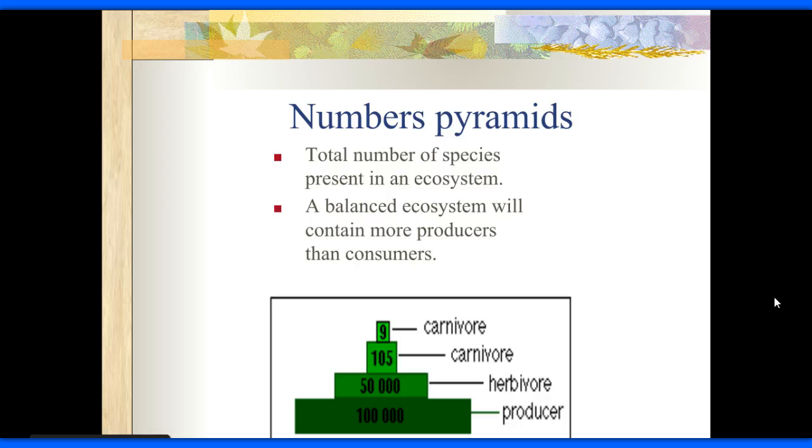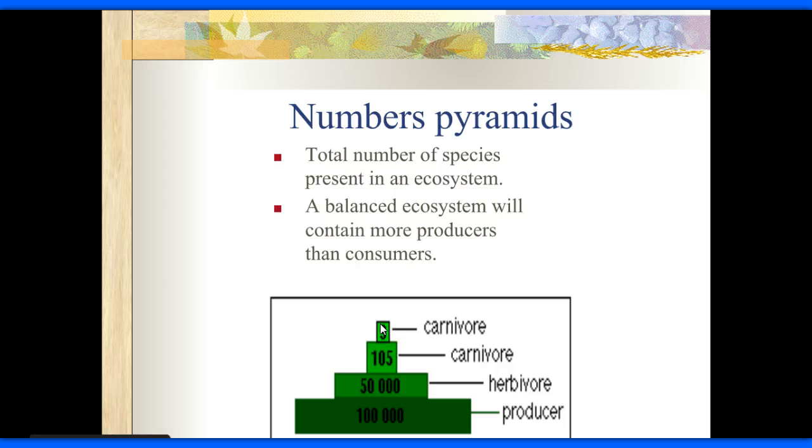Another way to analyze an ecosystem is to look at the number of organisms within that ecosystem. So if we were to look at the primary producers, ideally we would expect to see more producers than consumers. So at the bottom of a numbers pyramid, we would try to quantify how many of those organisms are producers. And as we move up the pyramid, we would see that there are less and less of these consumers available.